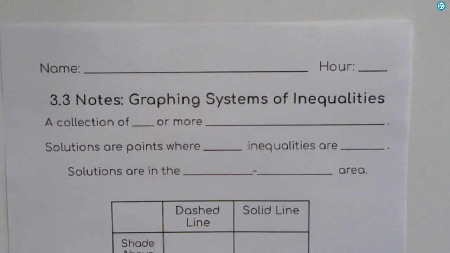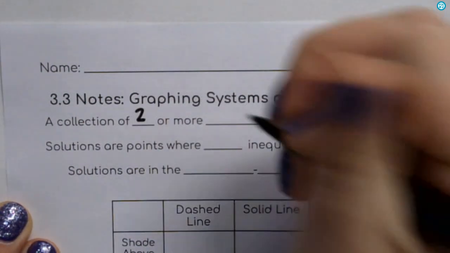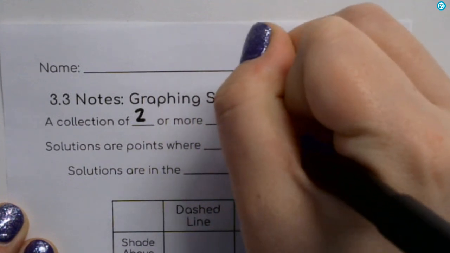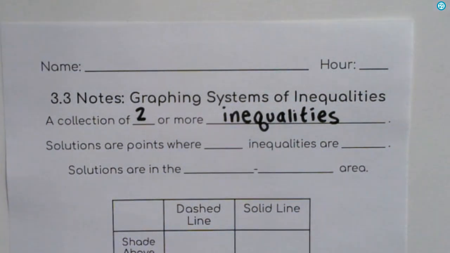Okay, today we are graphing systems of inequalities. So a system of equations was two or more equations. A system of inequalities is two or more inequalities. Inequalities are when we graph the line and then we shade it above or below, because instead of being equal to the line, we are less than or greater than, or less than or equal to, or greater than or equal to the line.